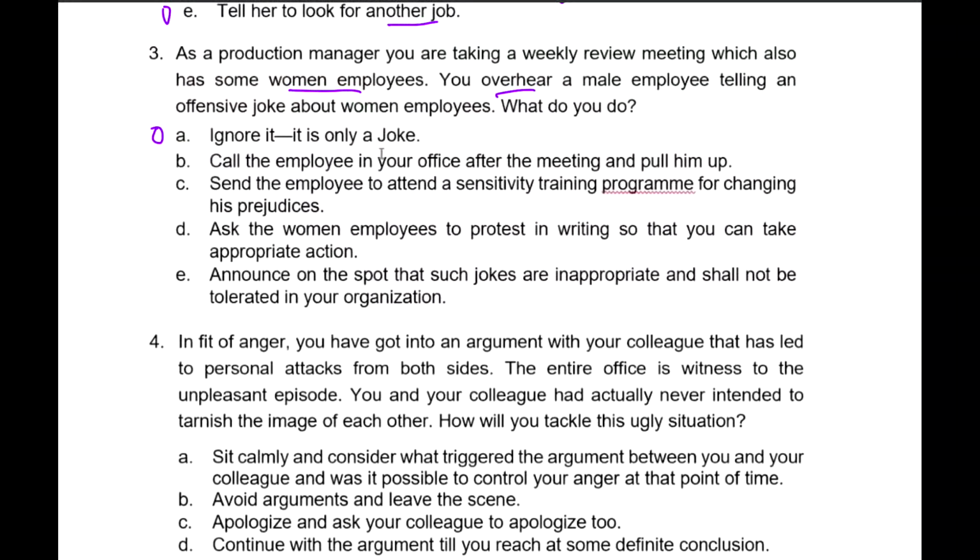And the other option which needs to be eliminated for a sure shot way is option D. Ask the women employees to protest in writing so that you can take appropriate action is again making a scene out of it. I don't know if you believe the same, but I literally thought that these two are absolutely wrong. How are they wrong? Both of them are pole opposites. One is saying do not ignore, another is saying do not protest. Then what are we supposed to do?